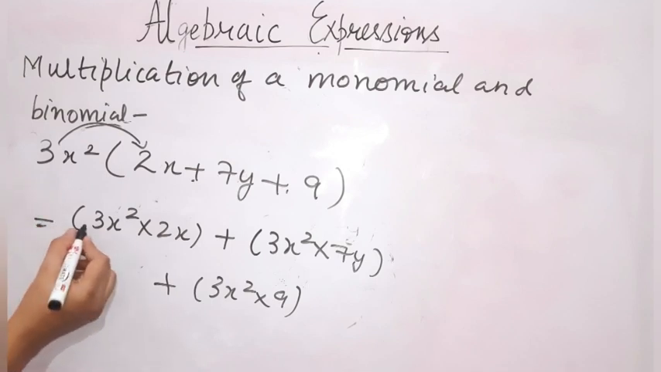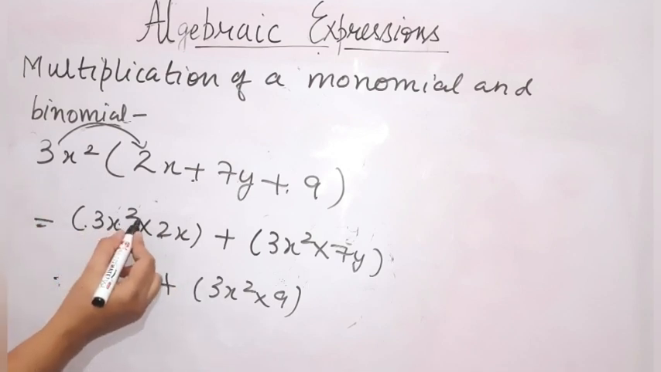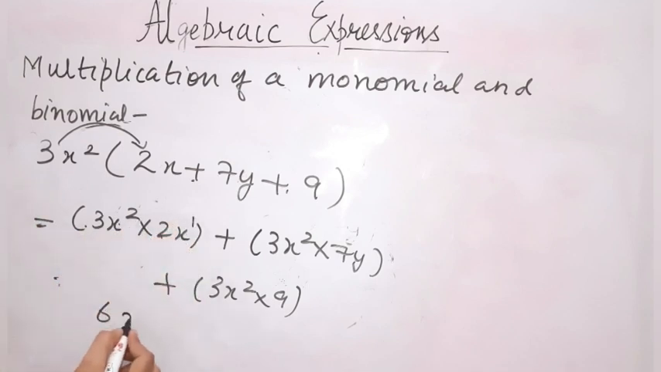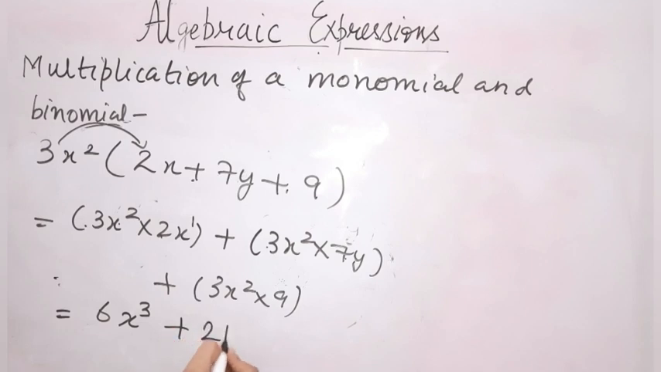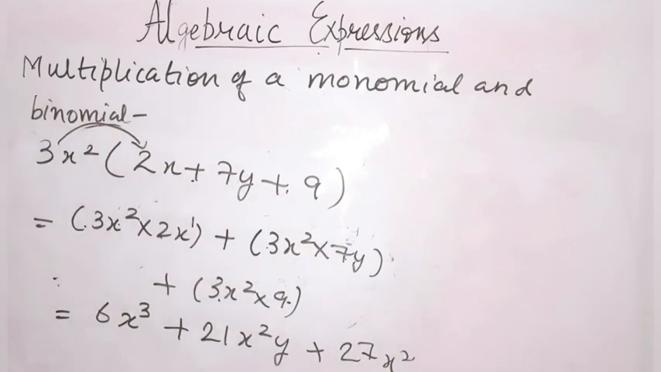Now how will we proceed? 3 2s are 6, x to the power of 2, x to the power of 1 will be x to the power of 3, 6x cube. Now 3 7s are 21 x square y, 3 9s are 27 x square. This is how it should be. Okay students, and this is how you have to multiply the monomials by a binomial. This was an example of a trinomial.